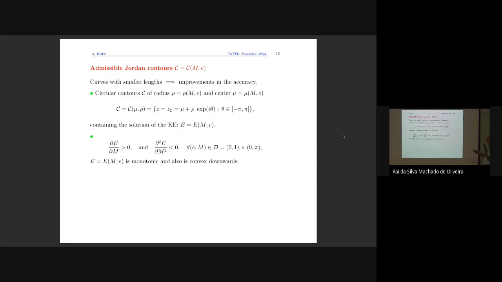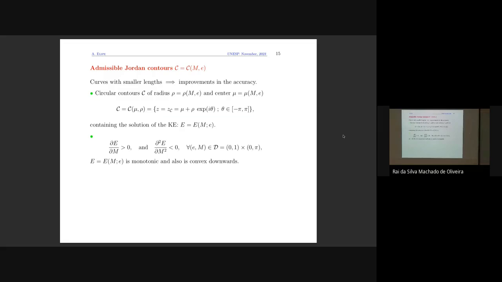And also it's known that if the length is small, the accuracy is better. And we start with the circular contours of radius rho and the center mu. And as I explained at the beginning, this is the definition of a circular curve, a circle. Okay? And it must contain the only root of the Kepler equation. Because of the properties of the Kepler equation, this derivative is always positive. That means that it is increasing. And this is negative, so that means that the convexity is like that.